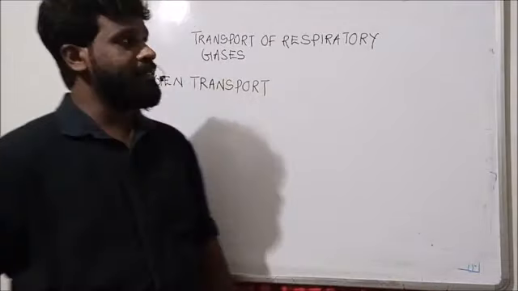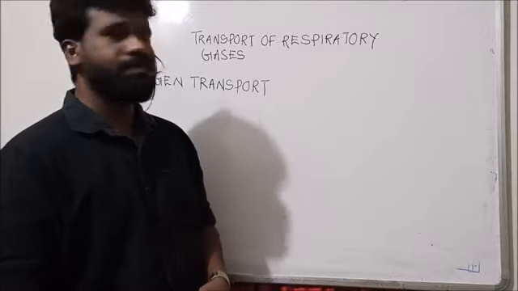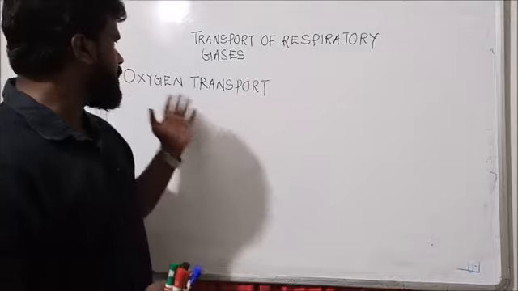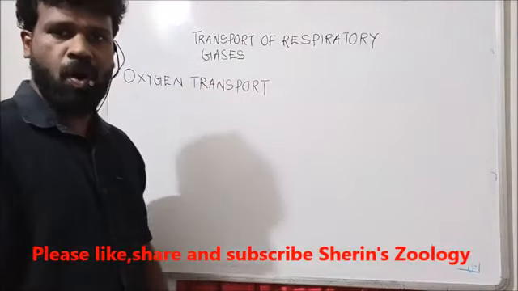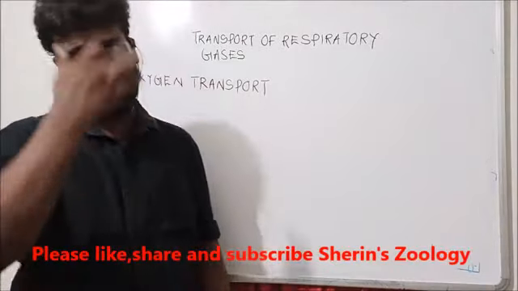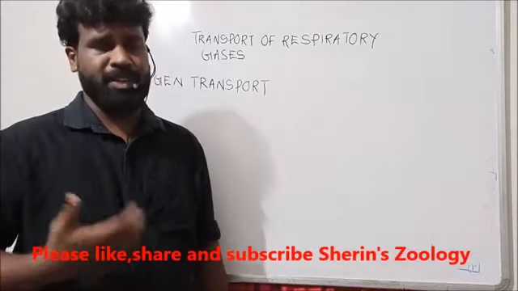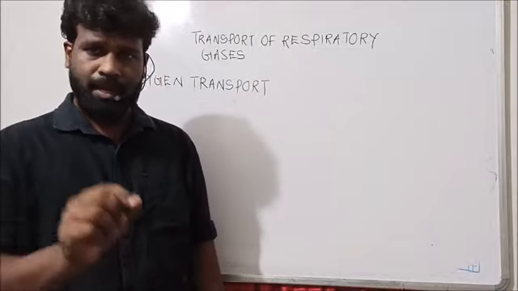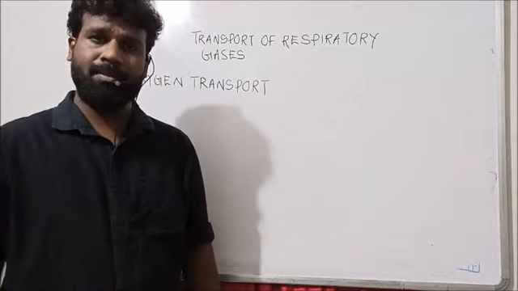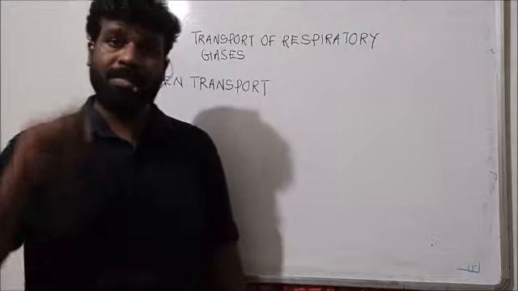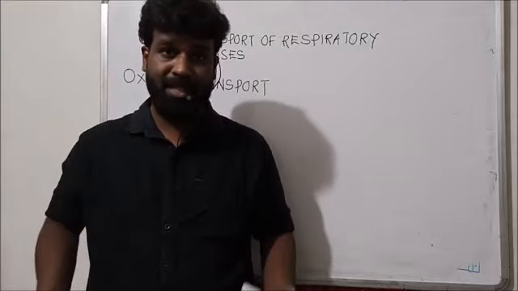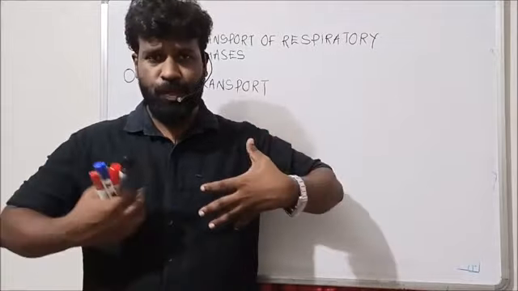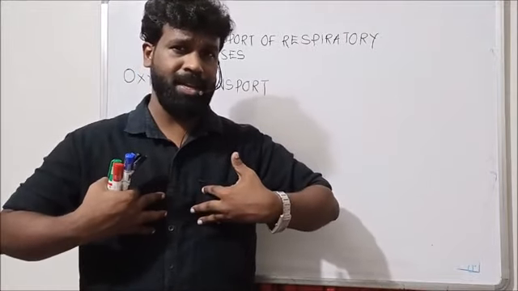So in this section, I'm going to explain about the transport of respiratory gases. First of all, the transport of oxygen. We know the concept of respiration is simply energy production. Energy production takes place in our cell, and our body utilizes atmospheric oxygen for the production of energy within the cell. By a process of inhalation, atmospheric oxygen enters the lung alveoli.